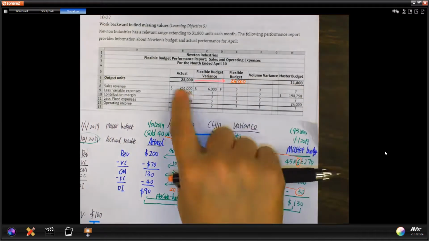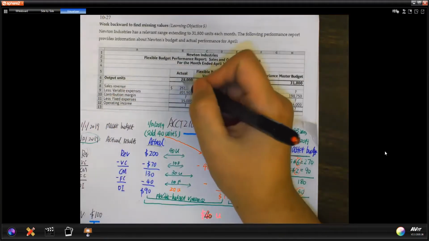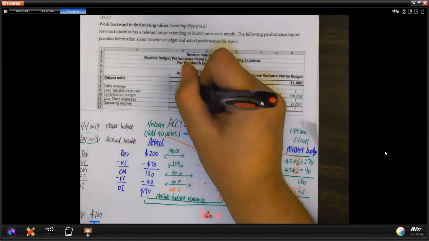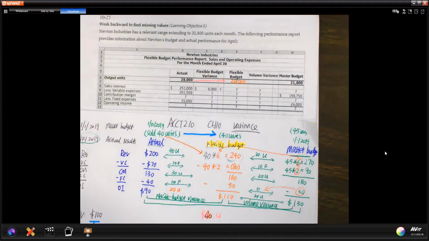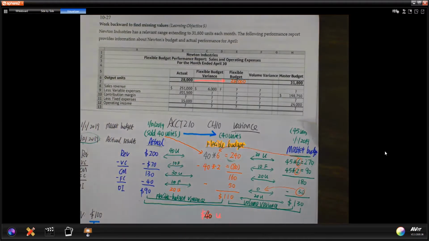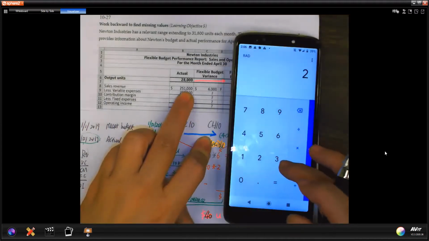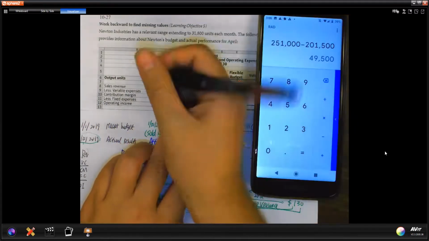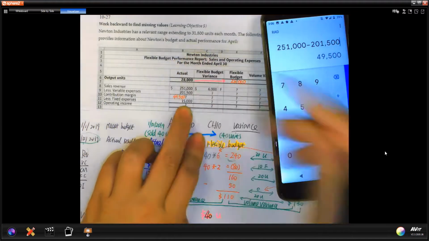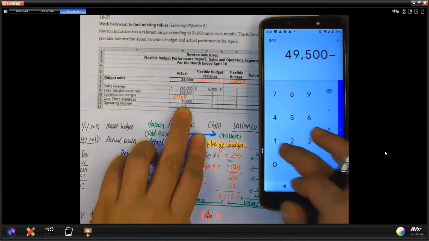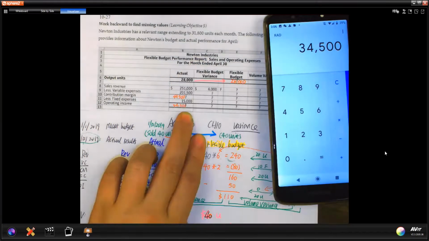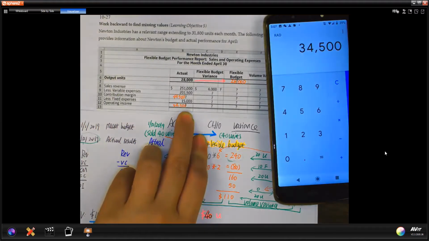Okay, so now I'll go ahead. For the actual, there is nothing much. I just put the number, as I said, you got all the data from your actual department. Sales revenue minus variable cost gives you contribution margin. So let's do all the numbers together using the calculator. Okay, so it's 251,000 minus 201,500 gives me 49,500, and then minus 15,000 gives me 34,500. That's my actual operating income.